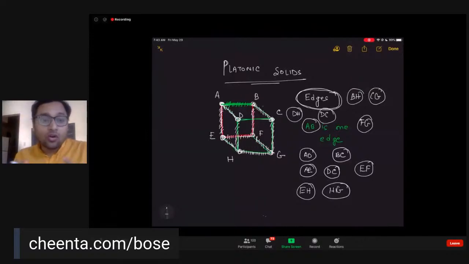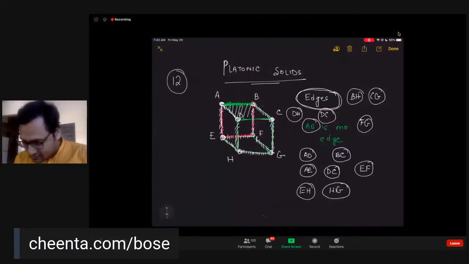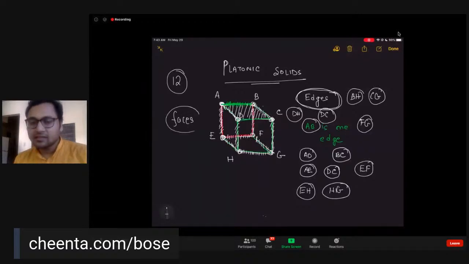So I have written down all the edges that can be drawn connecting 2 points. So what is an edge? It's something that connects 2 points on this picture. Okay, so two corners. So there are 12 edges. Excellent. Your next question. How many faces are there in this cube?